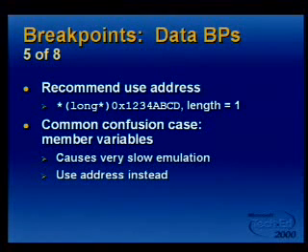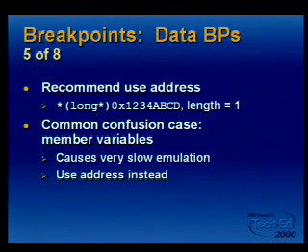So one other thing you've got to remember about data breakpoints, since we are tied to the chip, we only allow 4 real data breakpoints. As soon as you've set 4, the next one is what we call emulated. As you can see, common confusion case, member variables causes very slow emulation. What that really means is that we're using the chip to single step through every instruction from now on, basically, to find out if the memory at that particular address has changed. So we single step, read the memory, compare. Single step, read the memory, compare. And as you can imagine, that causes an amazing slowdown.